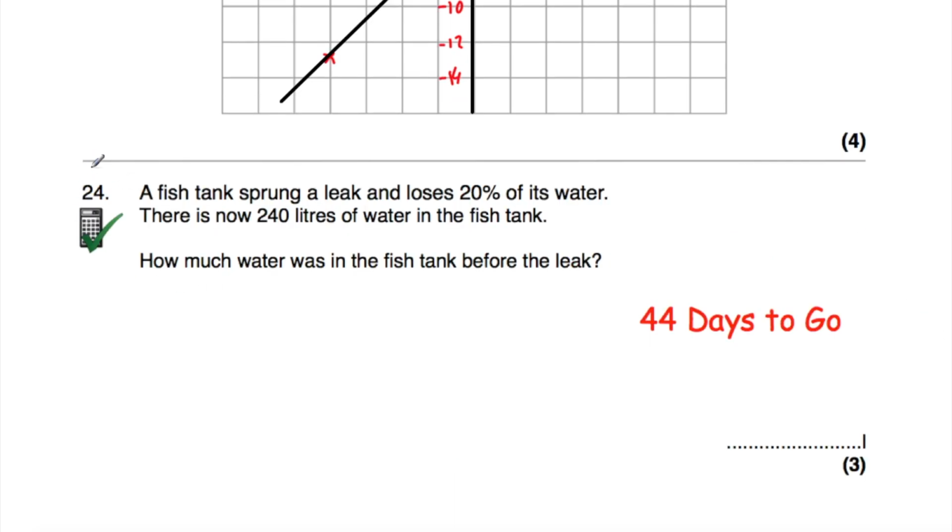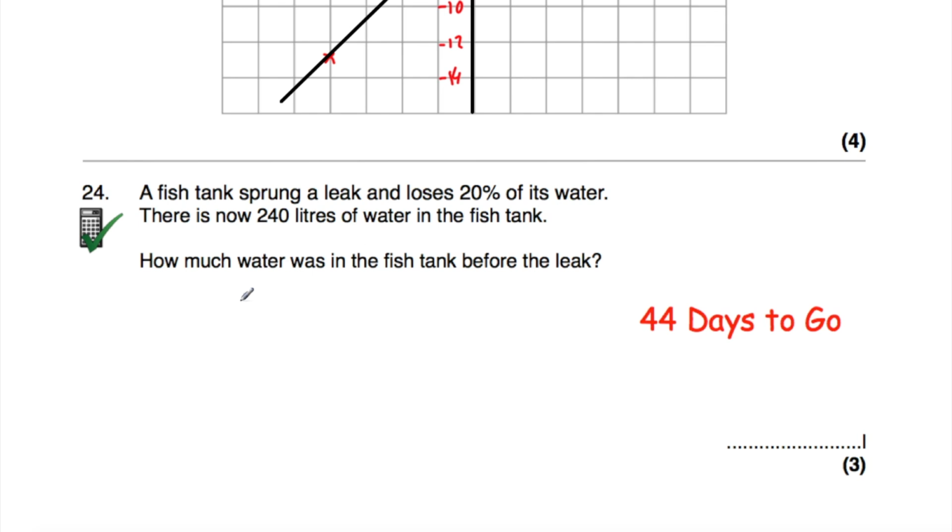Okay, so let's have a look at question number 24. So question number 24, we've got this fish tank and it's sprung a leak and it loses 20% of its water. So that means that 80% is left, and there's now 240 litres of water in the fish tank. And we've been asked how much water was in the fish tank before the leak. So this is reverse percentages and it's 44 days to go.